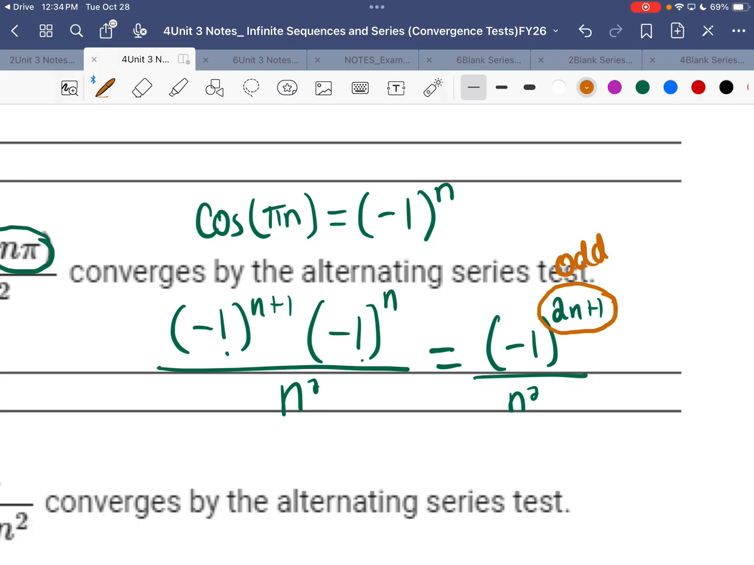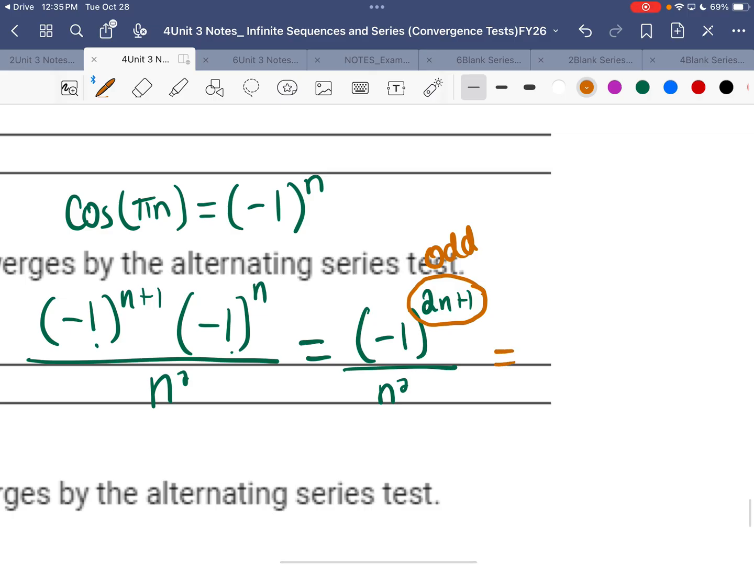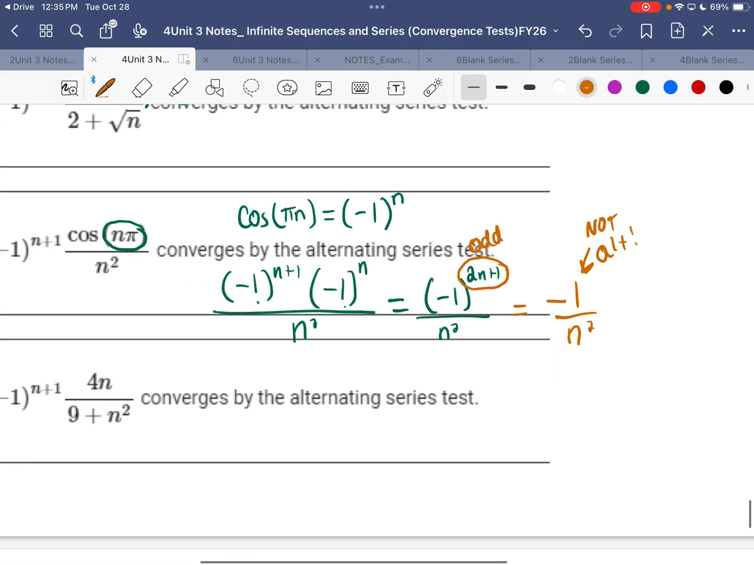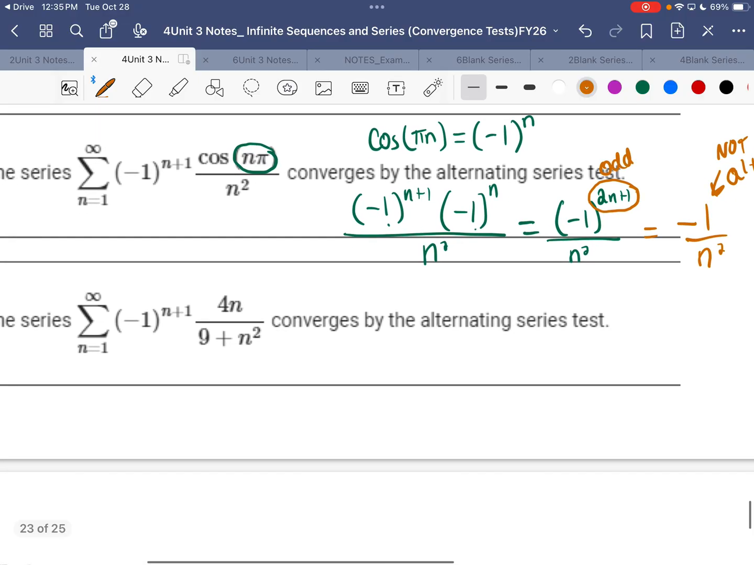Right, it's always an odd, which would make this number always be negative 1, which means we're not alternating. You can't use the alternating series test if the series is not alternating. It was like non-alternating in disguise.